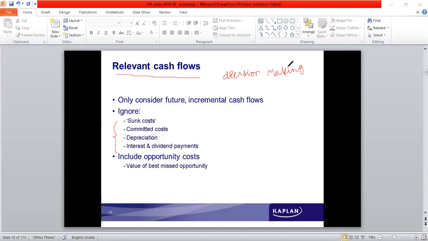The next one is depreciation. At the time of purchase of the asset, the method of depreciation is decided and the amount of depreciation is calculated until the end of the life of the asset. That is depreciation, where there is already a decision, a commitment made.